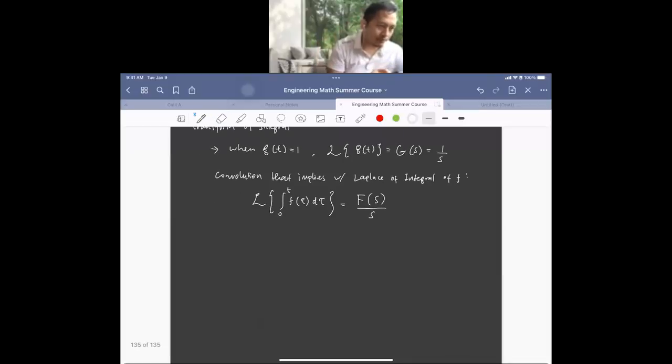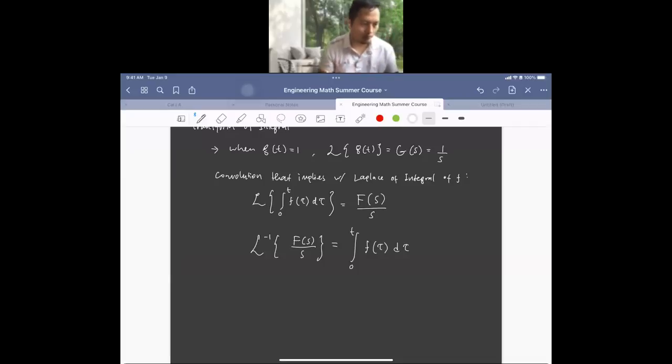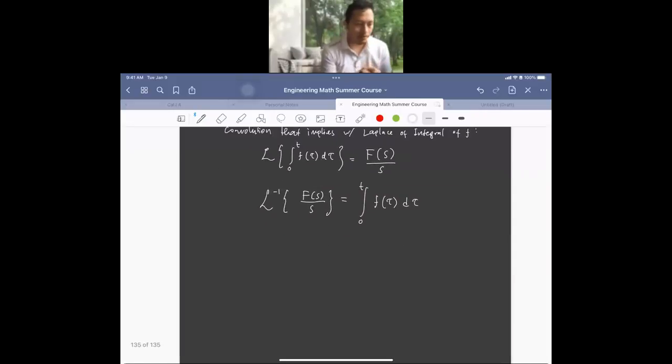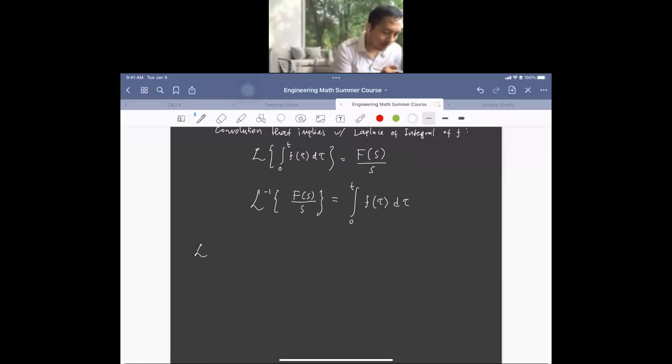And from here, we can take that the Laplace inverse of F of s divided by s is the integration of the f. Okay, so basically, this is just another form using the convolution property.